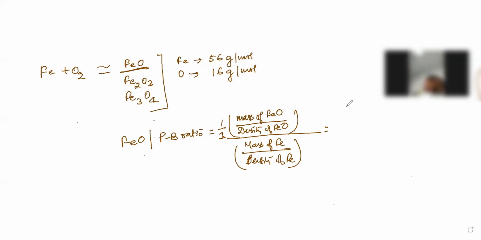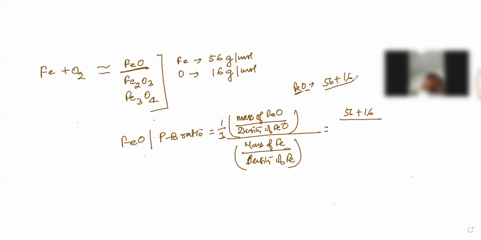Mass of FeO will be how much? FeO, this mass will be Fe plus O, so it is 56 plus 16, right? Fine.